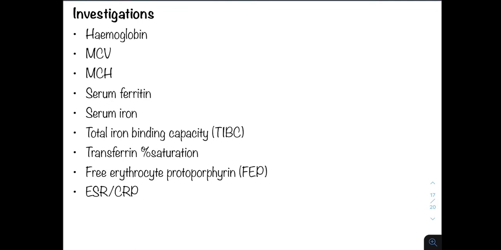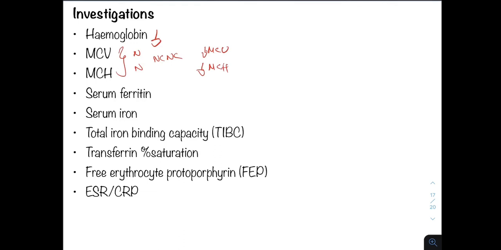So the hemoglobin would be low. Again, we've established that anemia is defined by low hemoglobin. The MCV and MCH initially would be normal, so this causes a normocytic, normochromic anemia. And as the disease progresses, they can become microcytic, so low MCV, and hypochromic, so low MCH anemia. This is very similar to iron deficiency anemia.